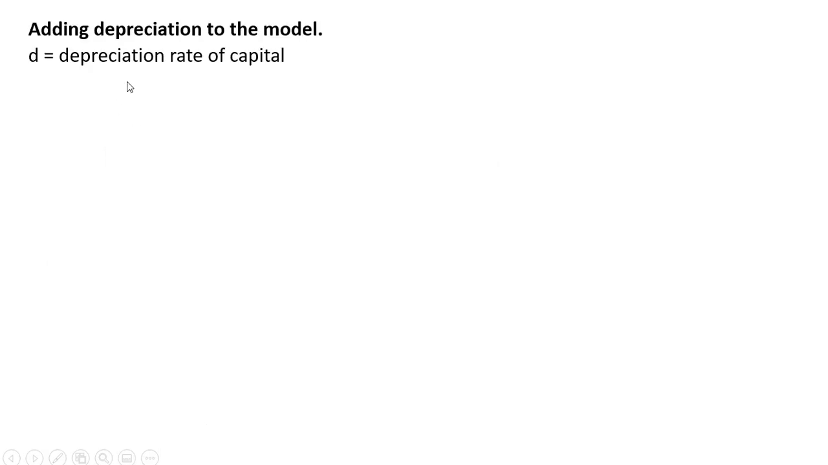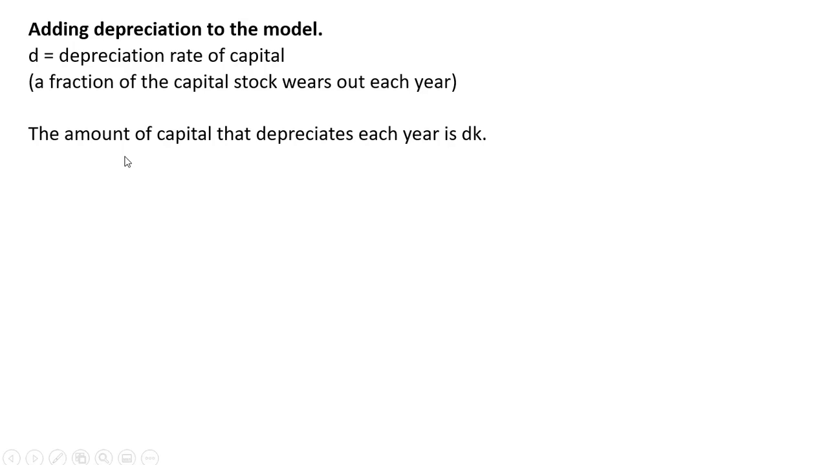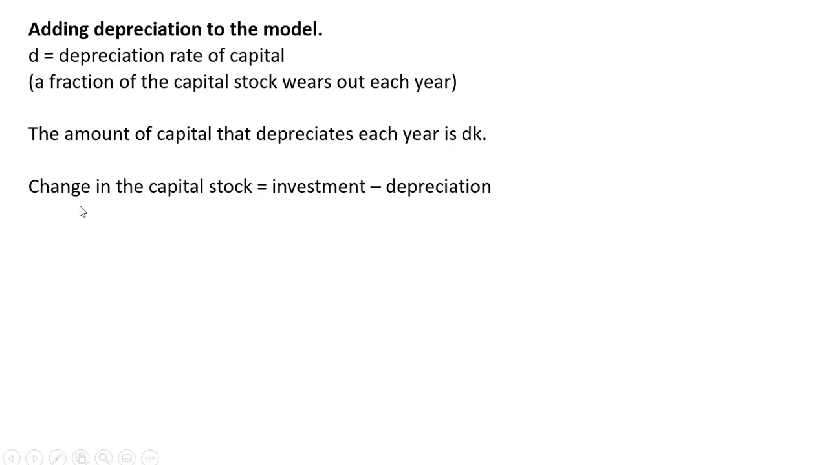Let's add depreciation to the model. Delta is the depreciation rate of capital. It's the fraction of the capital stock that wears out each year. The amount of capital that depreciates each year is going to be delta times k, depreciation rate times the capital stock. And we can talk about the change in the capital stock. It's going to be the investment minus depreciation. How much we add to the capital stock, how much is wearing out of the capital stock. And just in shorthand notation, that'll be represented as follows.